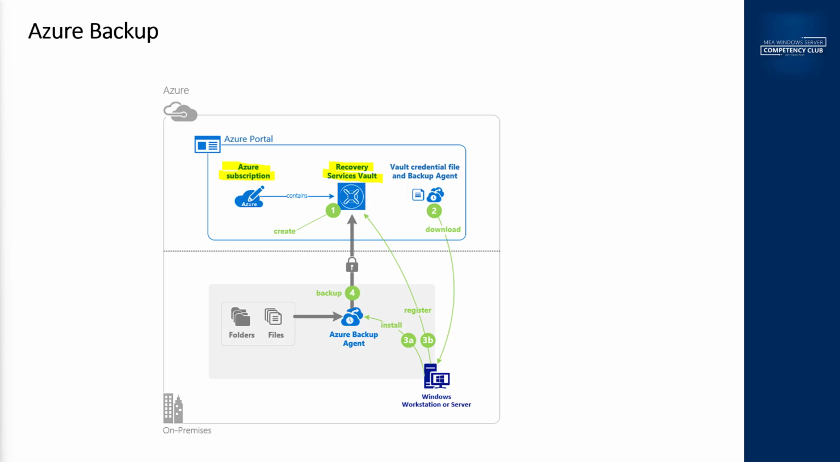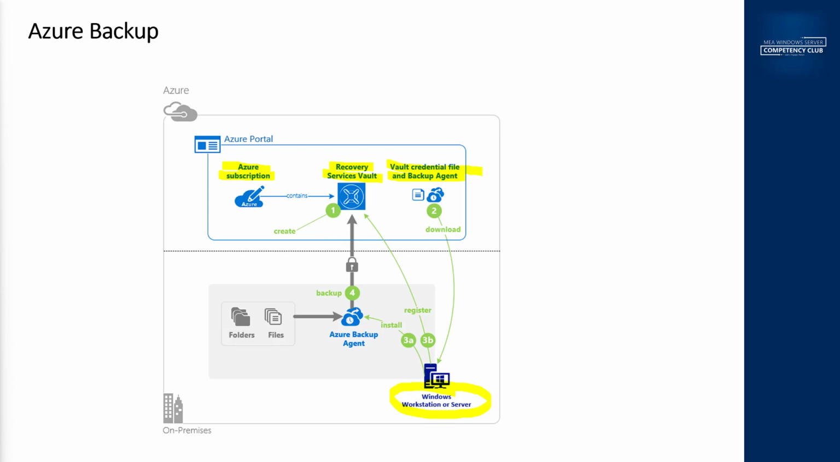In the Recovery Services vault, Azure Backup provides the vault credential file and the backup agent itself. So the piece of software we have to install on our Windows Server or Windows workstation machines is provided via the Azure portal, where we can download it. We will see this in the live demo in a few minutes.